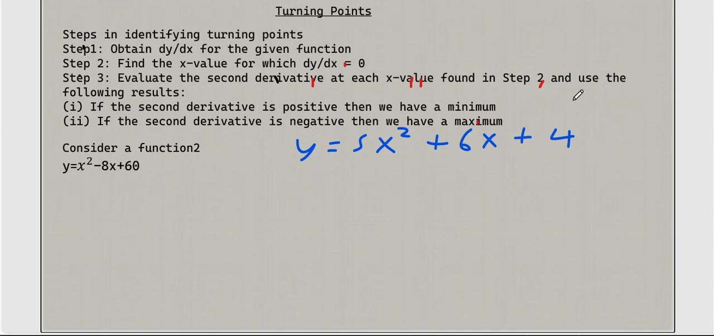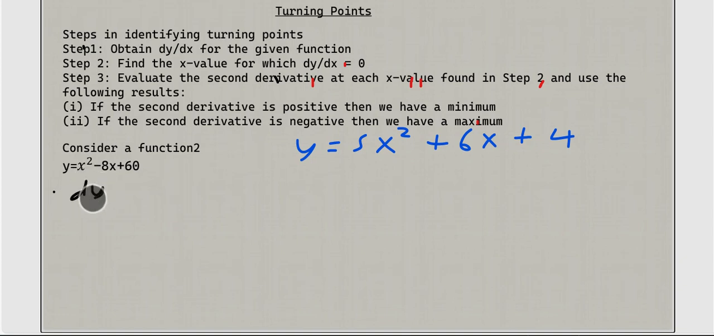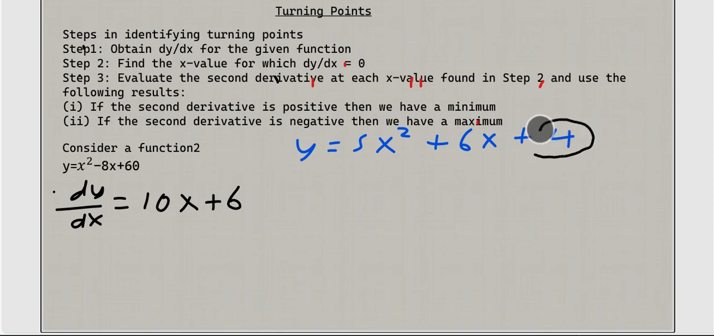The first thing you do again is dy by dx. So dy by dx of that function. Differentiate this, 5 times 2, you get 10x, then plus 6, and we are done. So remember, anytime you have a whole number like this and you differentiate it, you get 0.